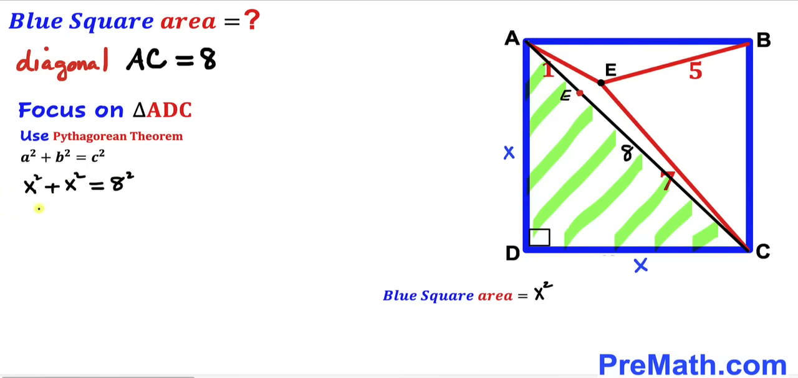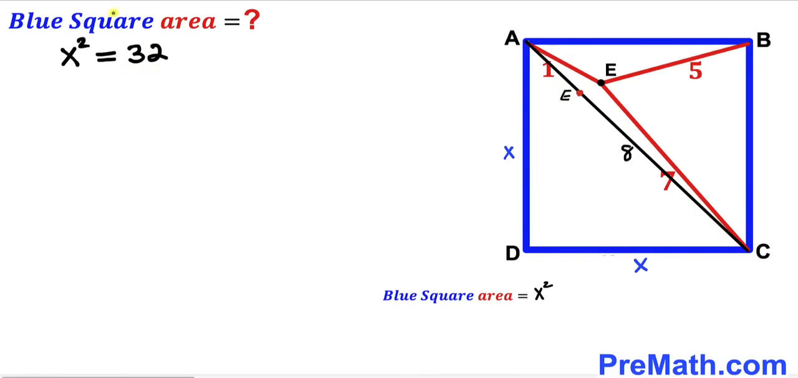And here we can see if we combine these like terms, we're going to get 2x square equal to 64. And now we are going to divide both sides by 2 to isolate x square. So therefore our x square value turns out to be equal to 32.